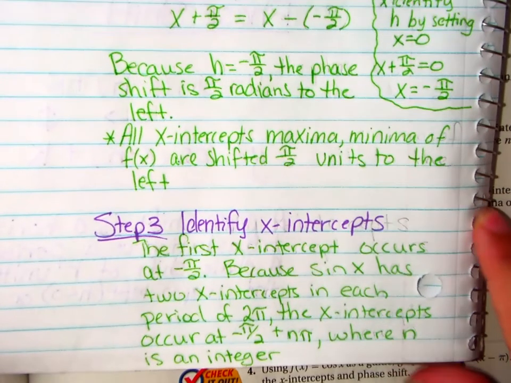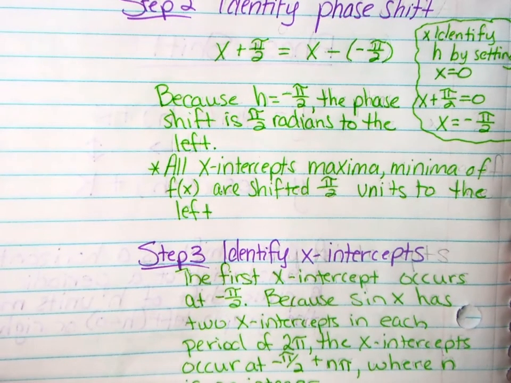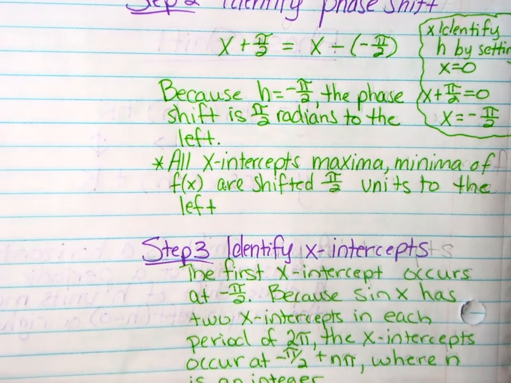Then we're going to identify our x-intercepts. The first x-intercept occurs at negative pi over 2. Because sine of x has 2 x-intercepts in each period of 2 pi, the x-intercepts occur at negative pi over 2 plus n times pi, where n is an integer.